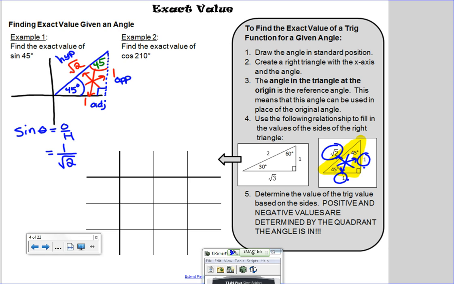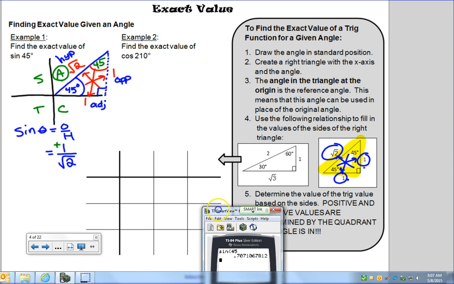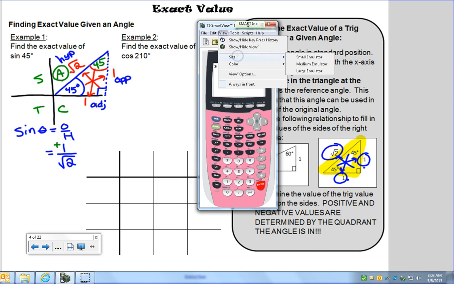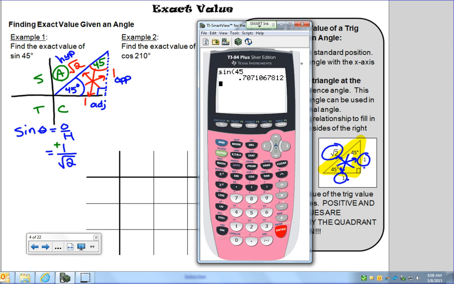Now the only other thing you have to consider is that the values will go from positive to negative depending on what quadrant you're in. So since we're in the all-positive quadrant, this will be positive. Now this is technically the answer, and I will even show you. Sine of 45, there's the decimal. If I were to put in my value right now, it's the same number. Now the one other thing we have to do is rationalize.